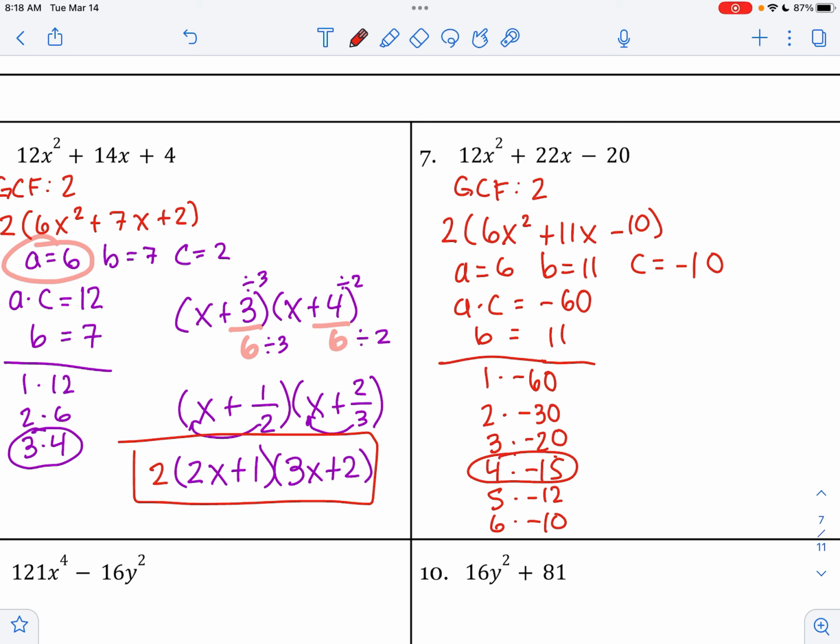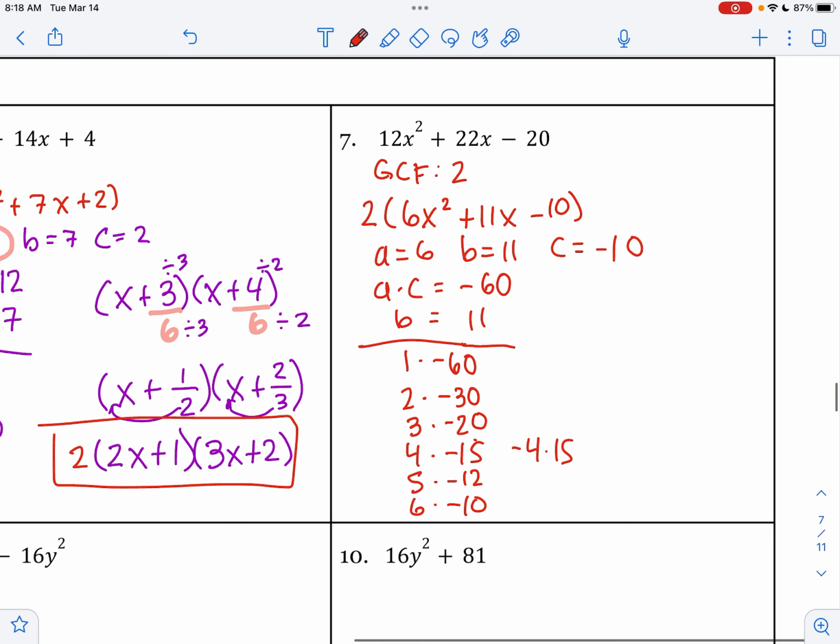4 minus 15 is negative 11, but I need a positive 11. So if that happens, you're just going to switch the signs. It's going to be a negative 4 and a positive 15. So 15 minus 4 is 11, or negative 4 plus 15 is 11. So this is your answer here.